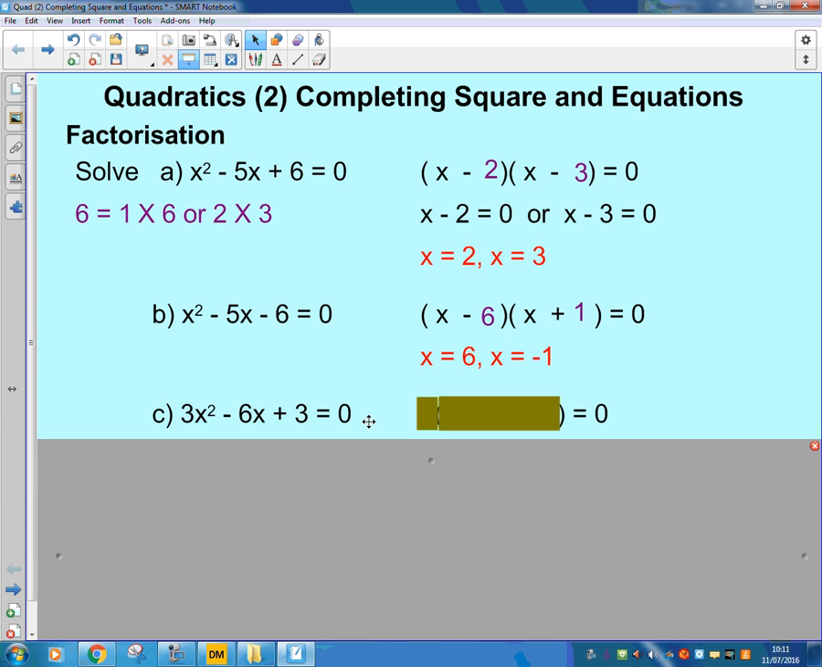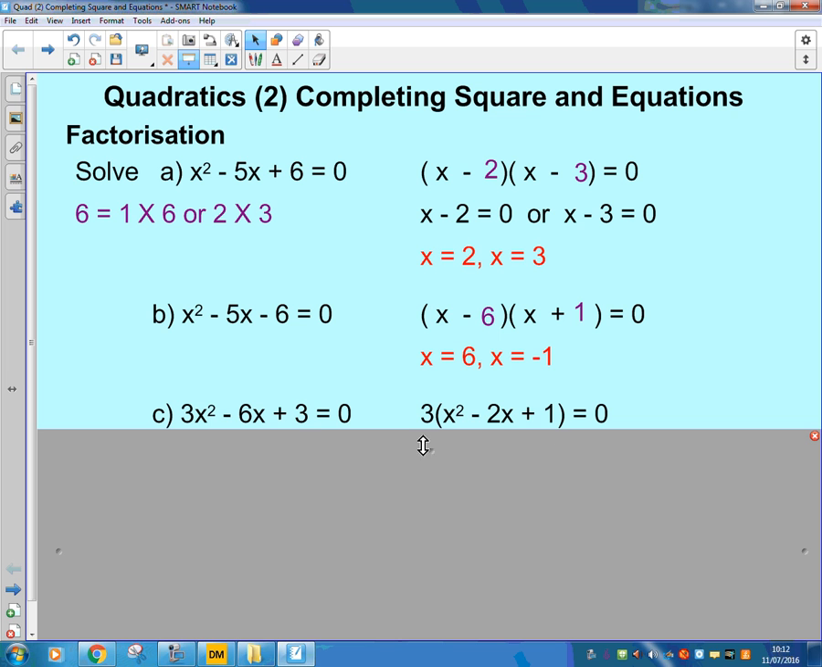Now, let's look at a harder one. These were just x squared. Notice here I've got a 3x squared. The first thing to look for here is, is there a common factor? Well, 3, 6 and 3. 3 is a common factor. So I can remove the 3 as a common factor. What's left inside the brackets? Well, divide everything by 3. x squared minus 2x plus 1. So we get 3 lots of x squared minus 2x plus 1 is 0.